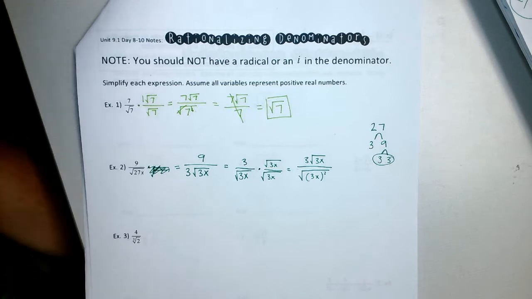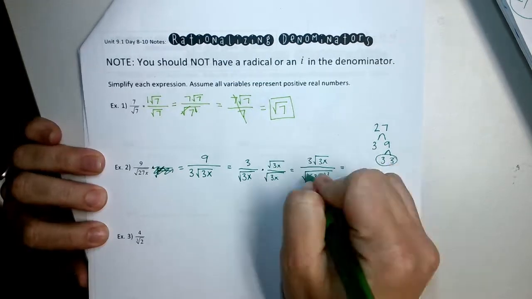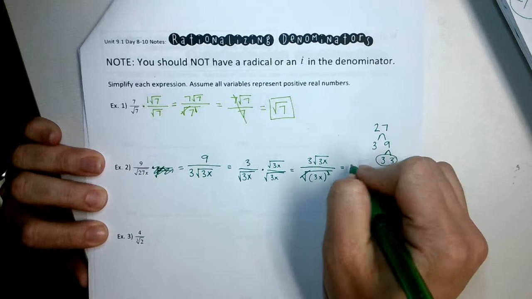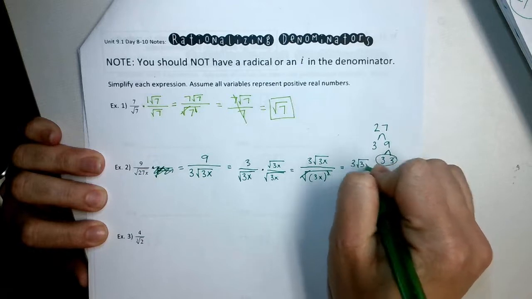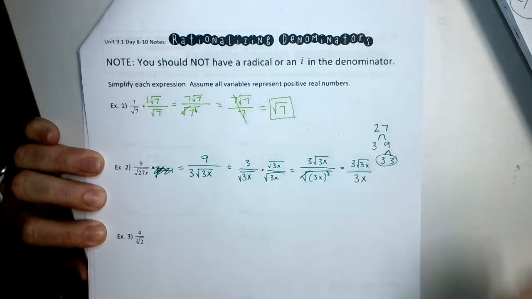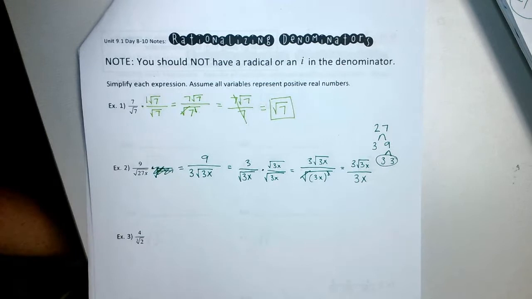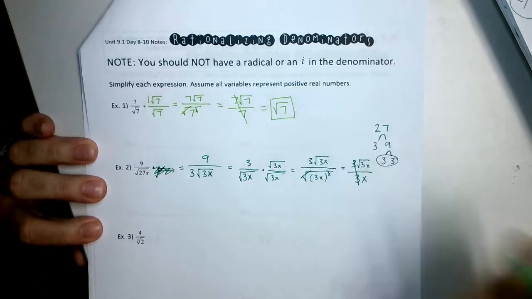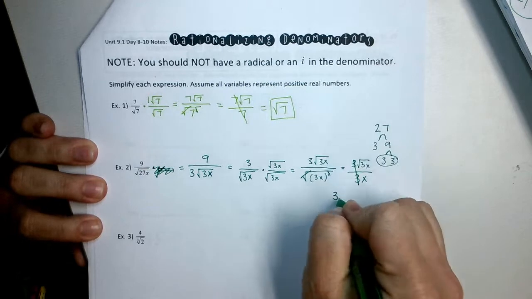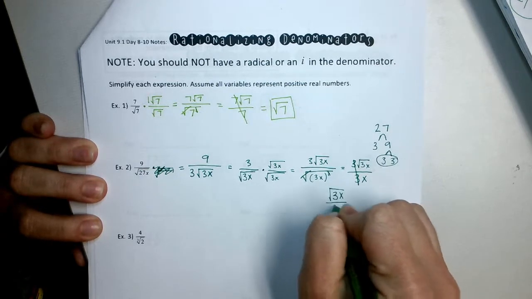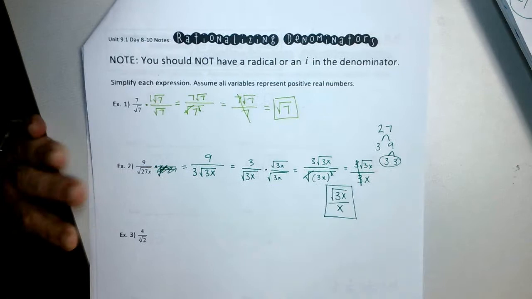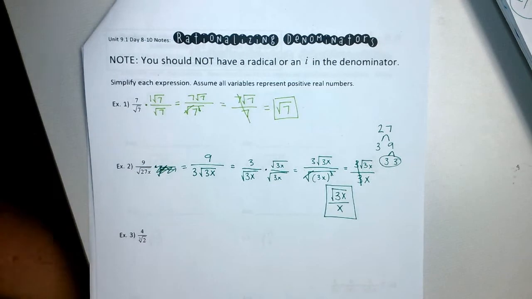So, square root cancels the squared. And I get 3 root 3x over 3x. Can it simplify further? Yes, what crosses out? The 3's. And I'm left with root 3x over x. I have no more radical in the denominator, and I do not have an imaginary number in the denominator. You can't cancel out the x's because one's in the house and one's not. You're exactly right.